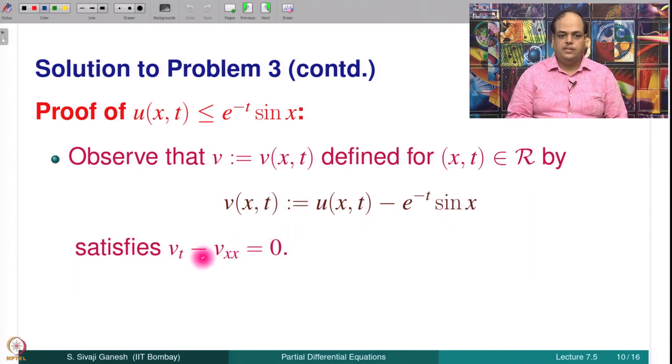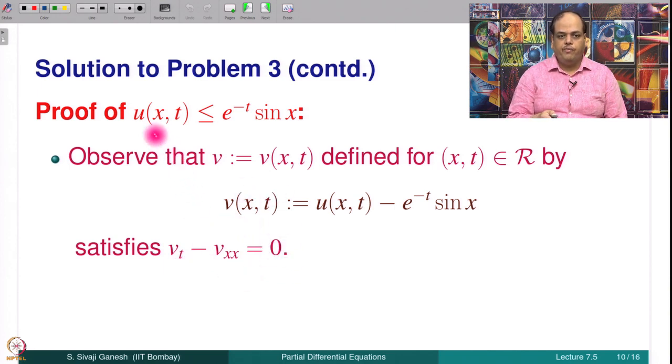Okay, this satisfies v_t minus v_xx equal to 0, because u is already a solution to the homogeneous heat equation. This also solves the homogeneous heat equation. Therefore, this equation being linear and homogeneous, the sum or the difference of two solutions is still a solution. So, v is a solution to this.